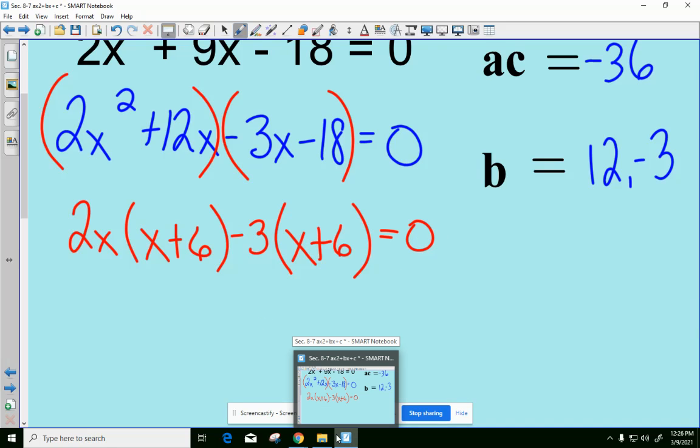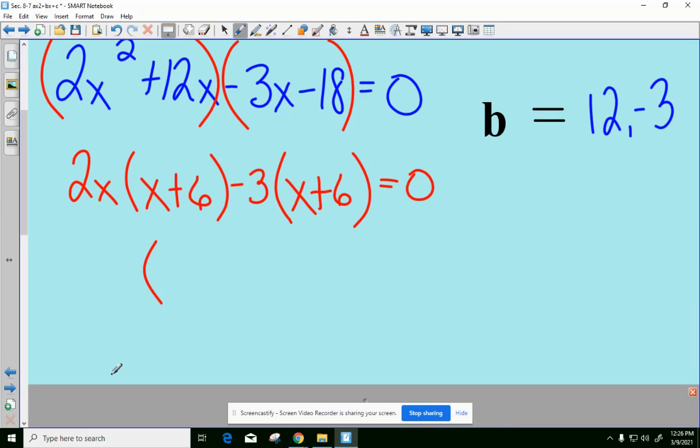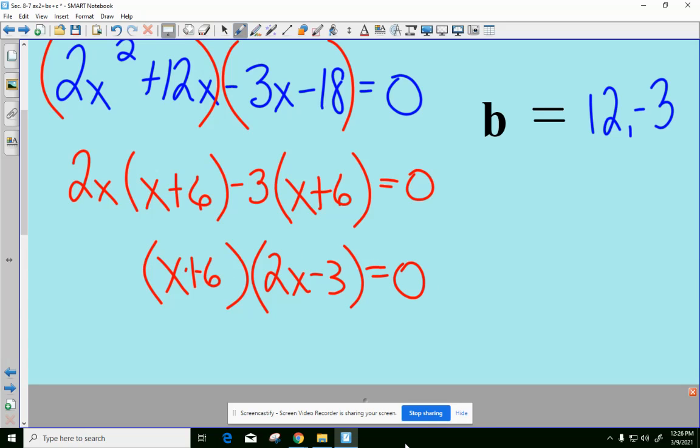So here's my 6-second work, Jack. Can I write this next step in 6 seconds? I hope so. What's my first set of parentheses? Come on, I only have 6 seconds. X plus 6. And my other one? 2x minus 3. Now, there are your factors, but I need solutions. One of these solutions is quick. One of them's negative 6. That's what makes the first one equal to 0.